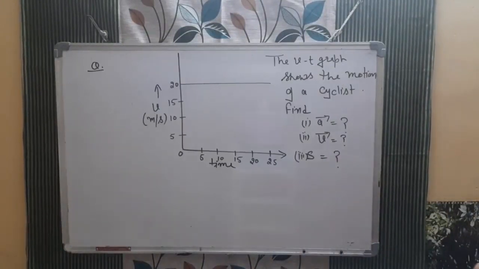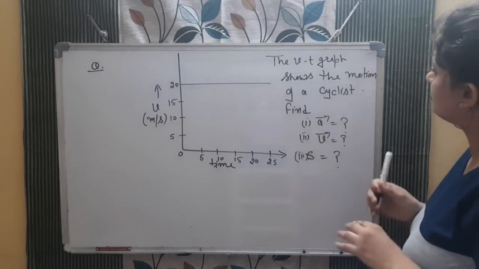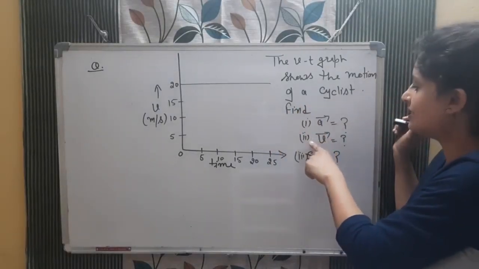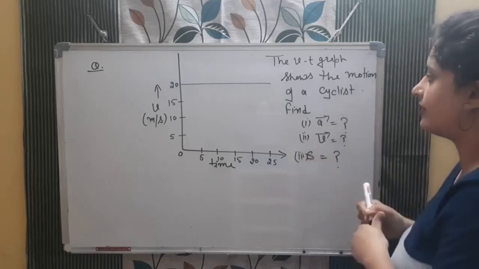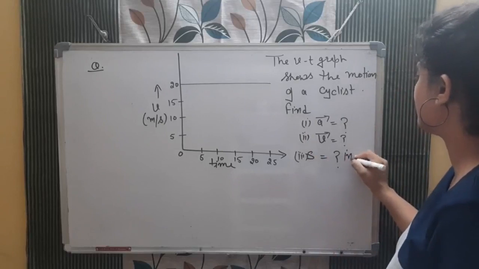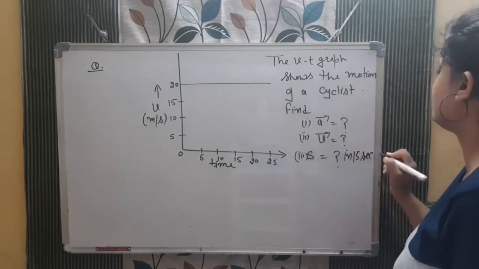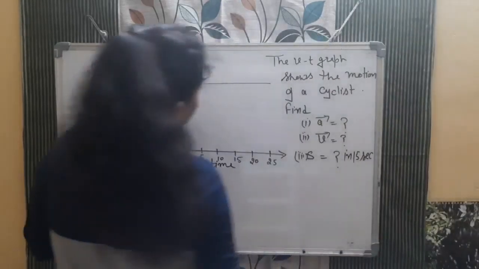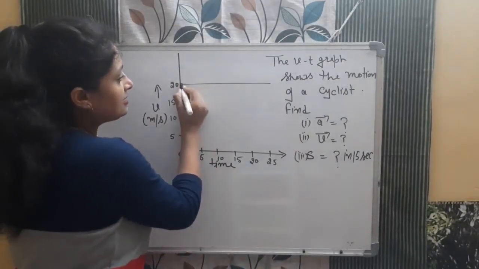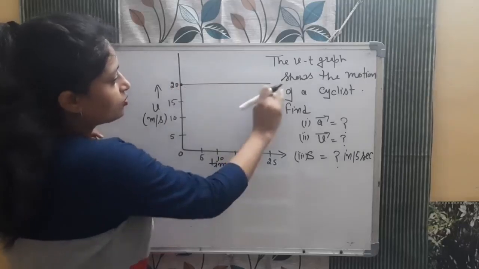In this question, the velocity time graph shows the motion of a cyclist. Find acceleration, velocity and distance covered in, okay, we will give some time. Distance covered in 15 seconds, for example. So how will you do it? By seeing this graph, you can say one thing very clearly. When the cyclist is moving from here to here, so what is this?